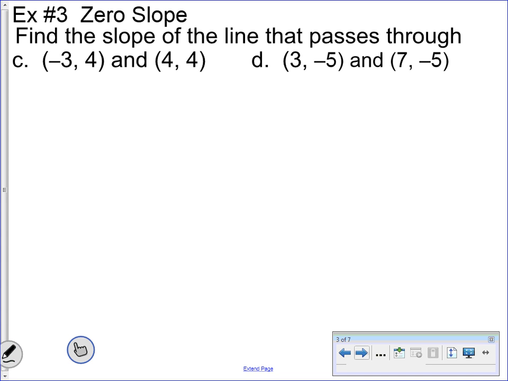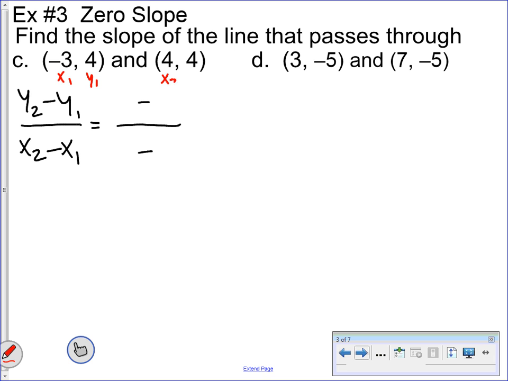So now we're going to do some ones that have zero slope. So I'm going to write down my formula. And after doing this 8 times, it should be memorized. Let me identify x1, y1, x2, y2. And now let me begin putting the numbers in place. So y2 is 4. y1 is also 4. x2 is a third 4. And x1 is a negative 3.